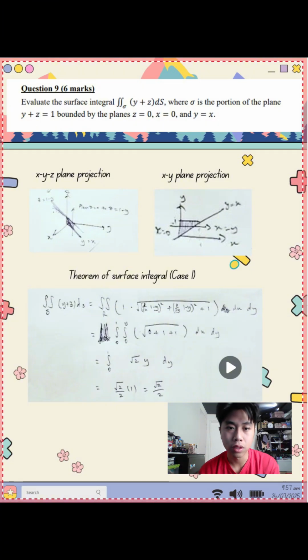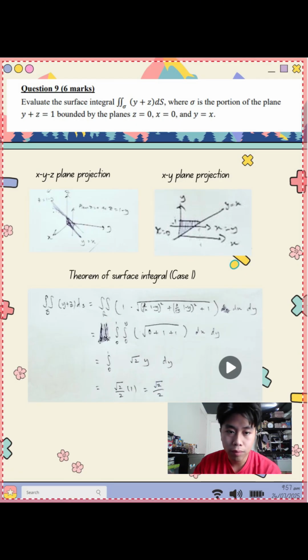So first thing we do is analyze the question. As given, we have the double integral of y + z, over the portion of the plane y + z = 1, bounded by the planes z = 0, x = 0, and y = x, which will form a solid surrounded by multiple triangles, as you can see in the xyz plane projection.